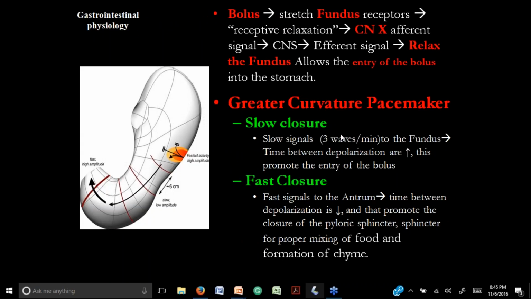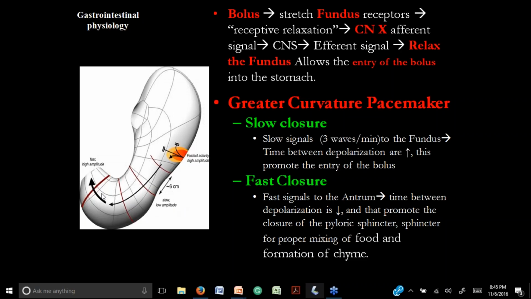All right. So here we have, for example, the greater curvature. Here, this is the greater curvature. We have what we call pacemakers. These pacemakers are going to produce a contraction of a portion of the stomach and a contraction of the lower portion of the stomach. So we have a slow closure, because the waves that are going to trigger the contractions are slow. So they have more time in order for the bolus to enter into the stomach.